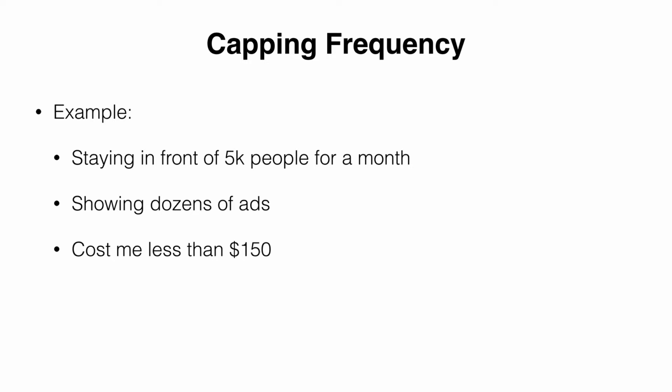So in terms of capping frequency, when you do this correctly, your costs stay really, really low. For example, in order for me to stay in front of 5,000 people for a month, showing dozens of ads, it costs less than $150 in ad spend. Okay, 5,000 people per month following them across the internet, omni platform, omni channel, right? All everywhere, costs less than $150 a month.